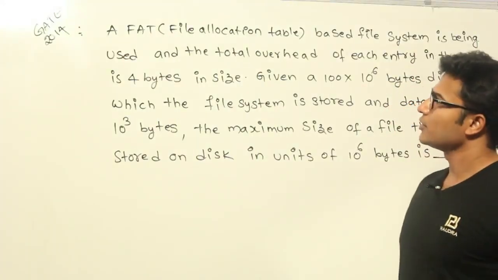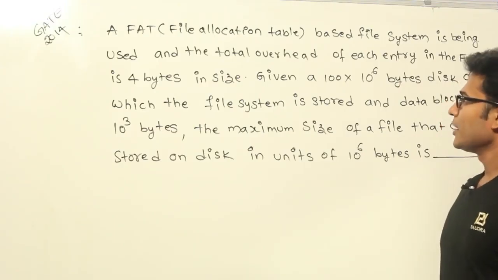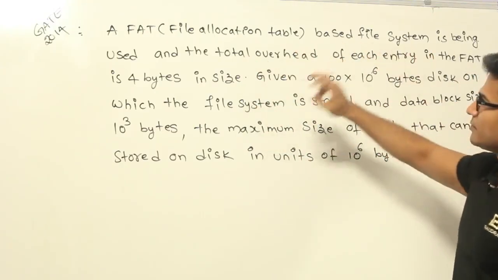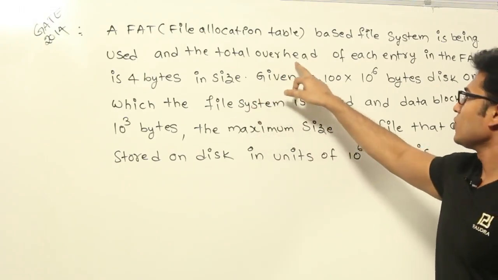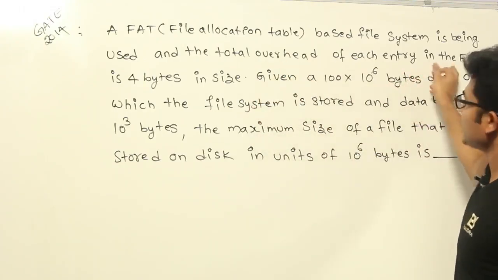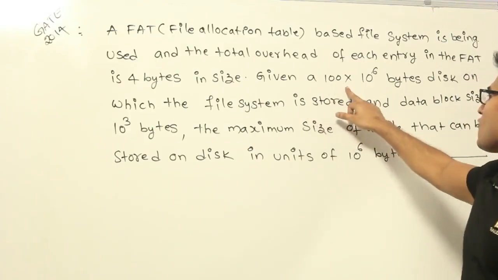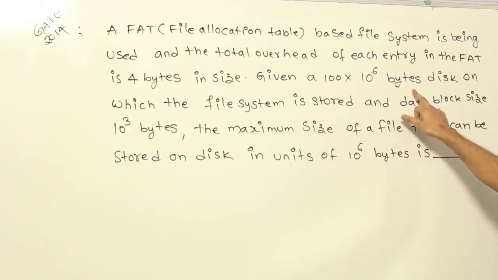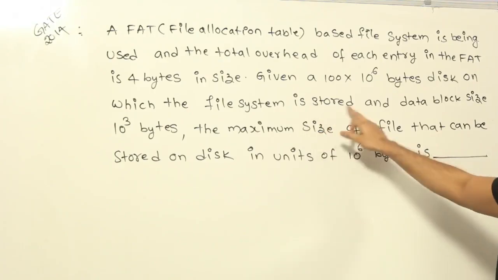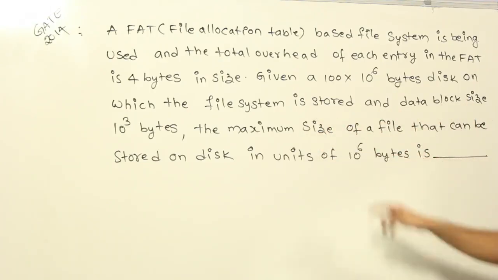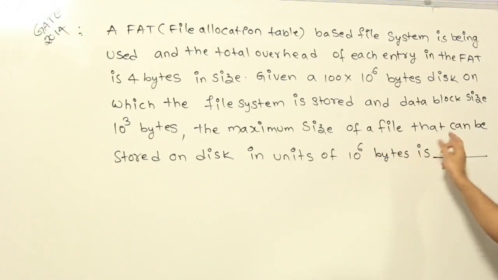This question is given in GATE 2014. Let me read it out for you. A FAT (file allocation table) based file system is being used and the total overhead of each entry in the FAT is 4 bytes in size. Given a 100 into 10 power 6 bytes disk on which the file system is stored and the data block size is 10 power 3 bytes, the maximum size of a file that can be stored on disk, in units of 10 power 6 bytes, is?